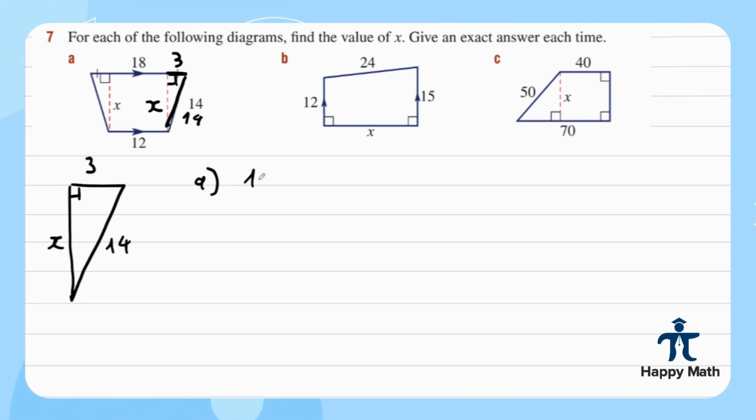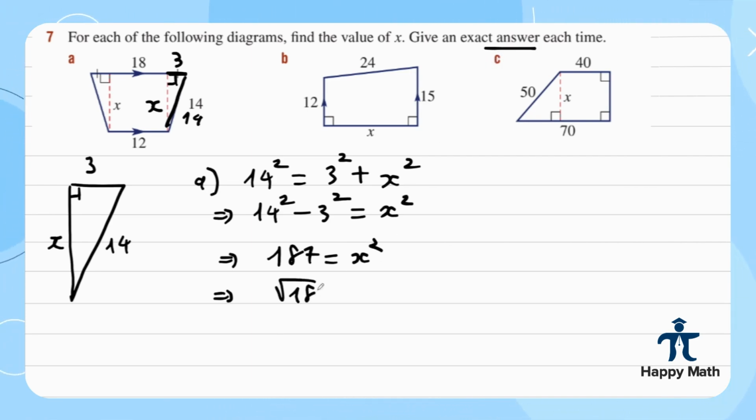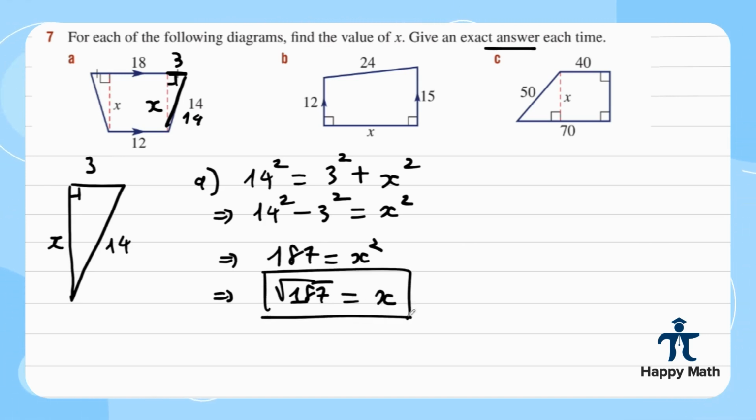And for question A, 14 square equals 3 square plus 8 square. And 14 square minus 3 square equals 8 square. Okay, 14 square minus 3 square, and 187 equals a square. Take the square root. Exact answer. Okay, so square root of 187. Okay, that is question A.